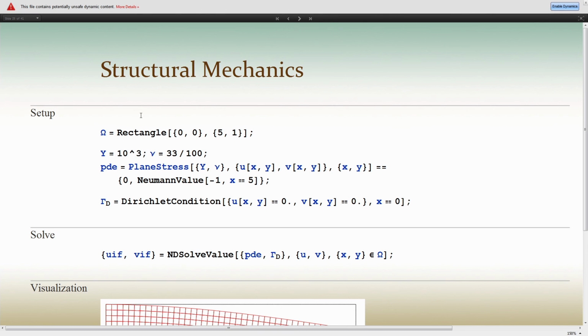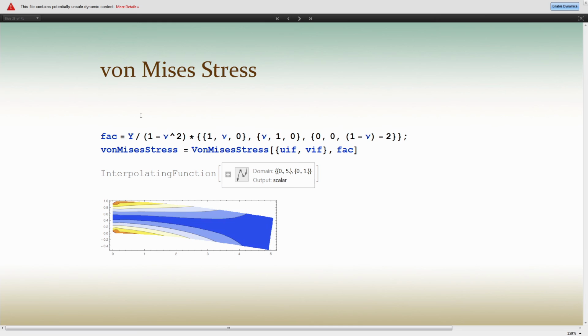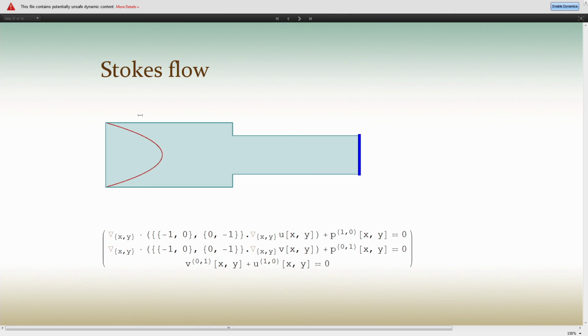I call NDSolveValue. This is a coupled PDE. It now returns 2 interpolating functions. And this is the visualization of the deformed object now. So you see on this right-hand side, I've put a force of -1 in the negative y direction, and this is the deformation now. I've written a small function that's not part of Mathematica right now to compute the von Mises stress, so you can also do something like that.